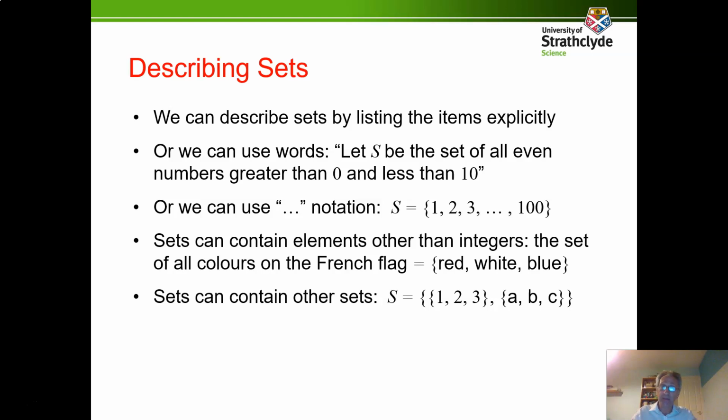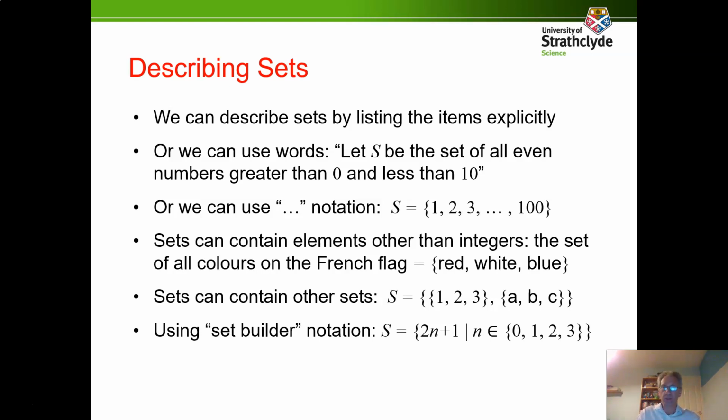And sets can themselves contain other sets. Sets are just objects, and a set is a collection of objects, so why shouldn't we have sets with sets inside them? So here, S is a set of 2 elements. One of the elements is the set 1, 2, 3, and the other is the set A, B, C. So here, S has 2 elements, and this element of S has 3 elements, and this element of S also has 3 elements. Notice I didn't call it the first element of S and the second element of S because the items in our list have no order. That's why I didn't say the first element and the second element.